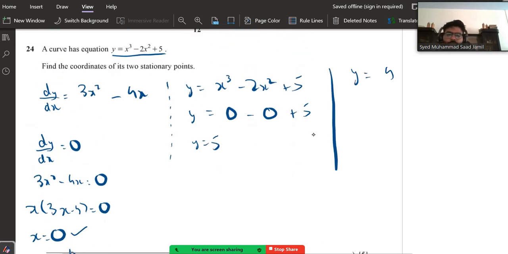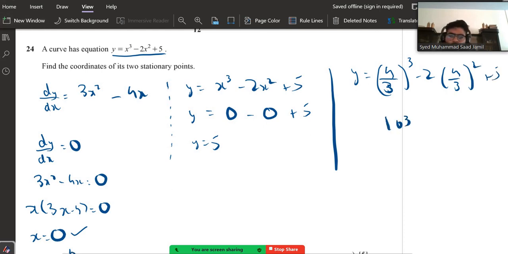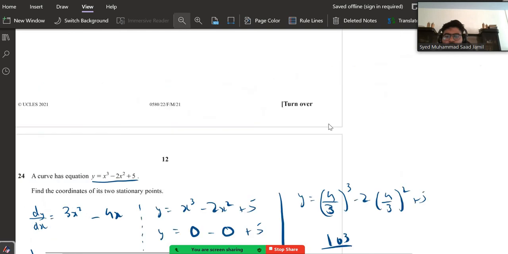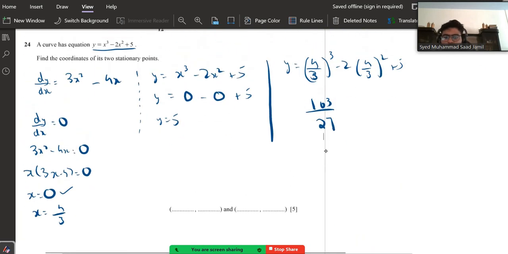y is equal to 4 upon 3 cubed minus 2 multiplied by 4 upon 3 squared plus 5. So the answer will be 103 upon 27. So finally I will just write down the coordinates: 0, 5 and 4 upon 3, 103 upon 27.